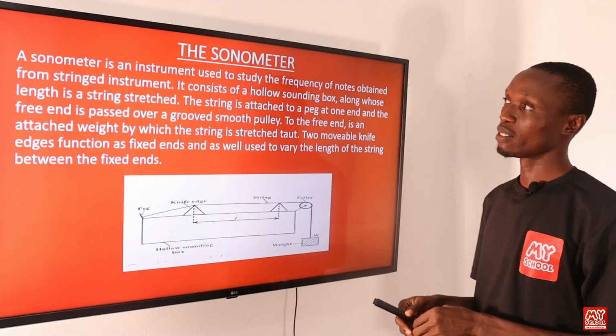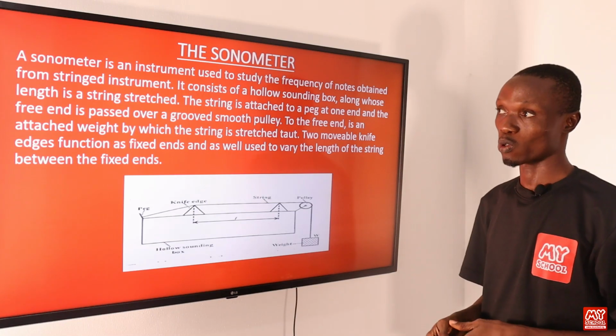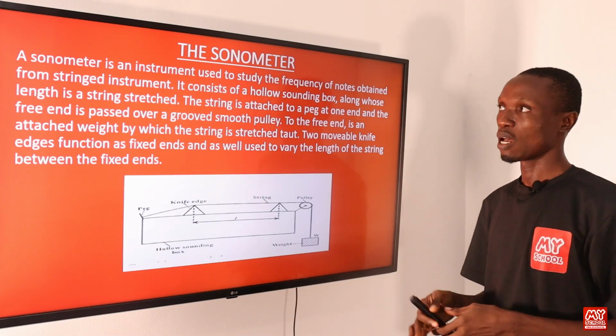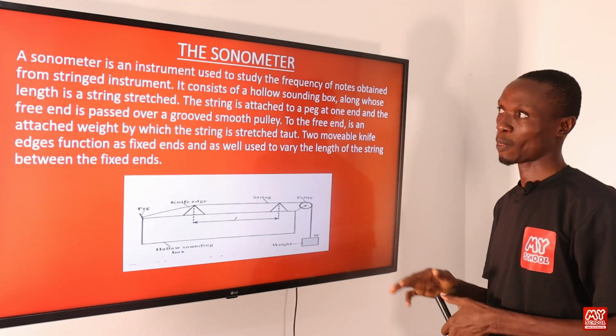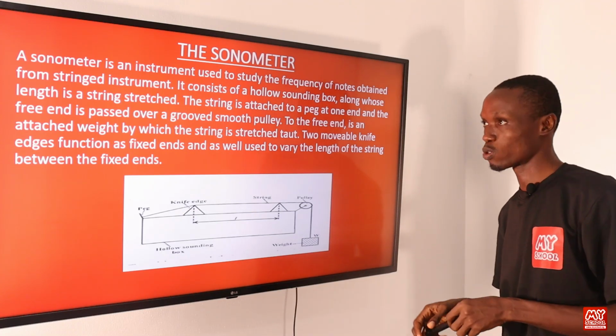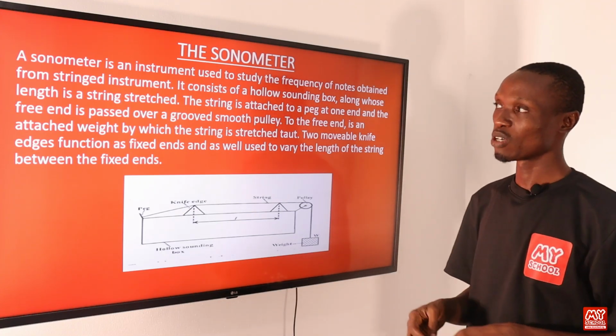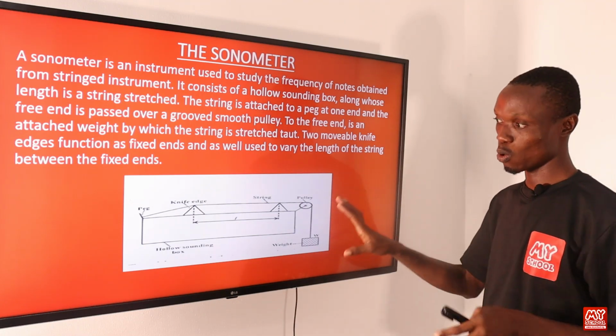So on the next slide here, we want to discuss an instrument used to study the frequency of notes obtained from string instruments. And that instrument or device is called the sonometer. So a sonometer is an instrument used to study the frequency of notes obtained from string instruments. So the diagram below is the diagram of a sonometer.